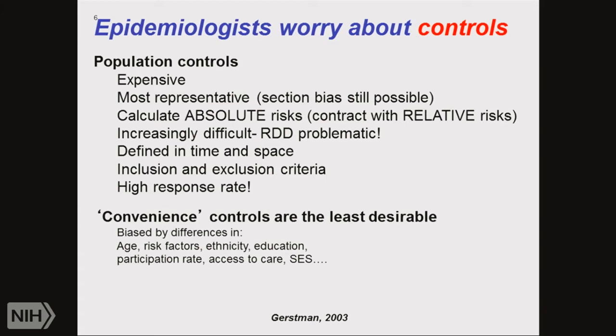Now, if you do random digit dialing, every one of you knows, if you have a landline and you get a nuisance call, what do you do? You don't even look at it, you hang up. It's like, don't bother me. So it's incredibly hard to get good controls. And so you have to make compromises. It's a really difficult thing.